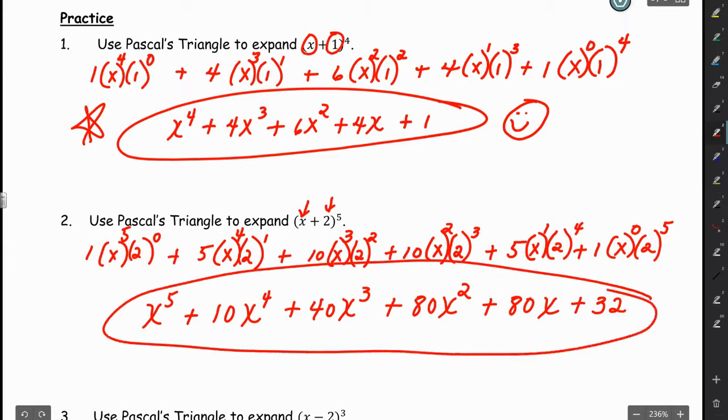Okay, and we're done with number 2. So much easier. I hope you're enjoying this.